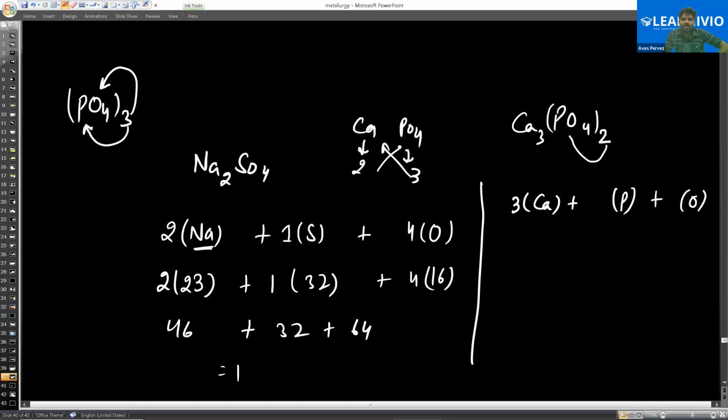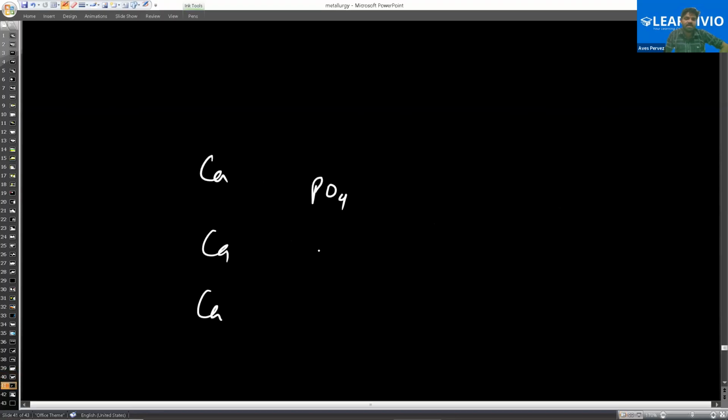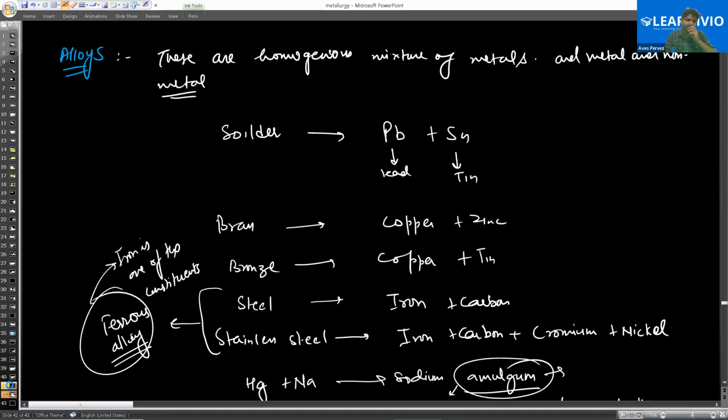When this 2 multiplies the phosphate ion, there will be 2 phosphate ions. When this 2 multiplies 4 oxygen atoms, it will become 8 oxygen atoms. So there are 3 calcium atoms and 2 phosphate ions, because phosphate is in the bracket with 2. One phosphate ion has 4 oxygen, so 2 will have 8. So we just multiply this and calculate its mass this way.